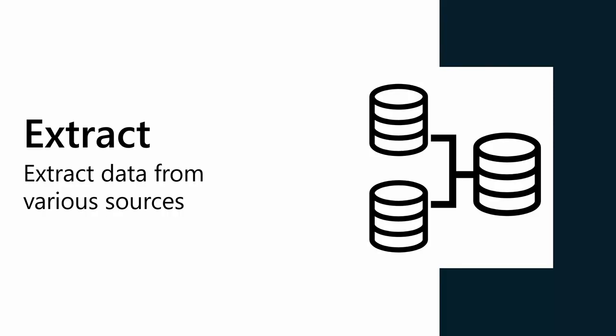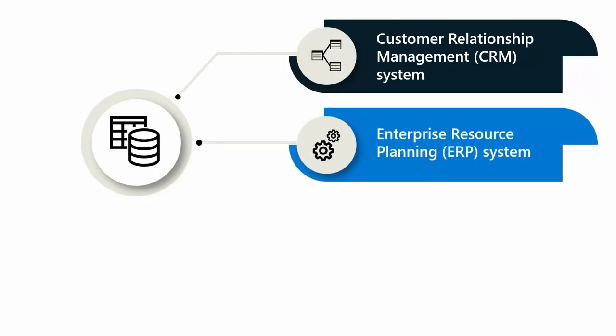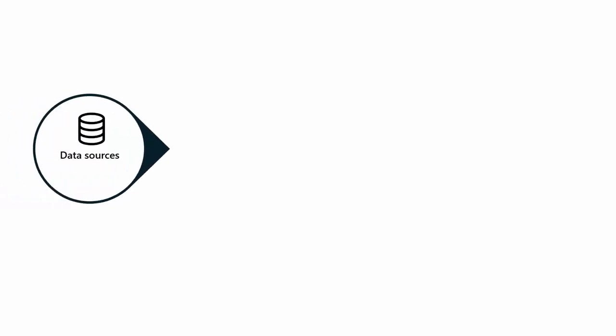Extract is the first step in the ETL process, which involves retrieving and extracting raw data from different sources, such as databases, files, or other data storage systems. For example, imagine that AdventureWorks data is scattered across multiple systems, as is the case with many organizations. Say customer data is stored in a data management system called Customer Relationship Management, or CRM. Sales, marketing, and manufacturing data is in an Enterprise Resource Planning System, or ERP, and purchasing data is in spreadsheets. The extraction process involves pulling the data from these different sources.